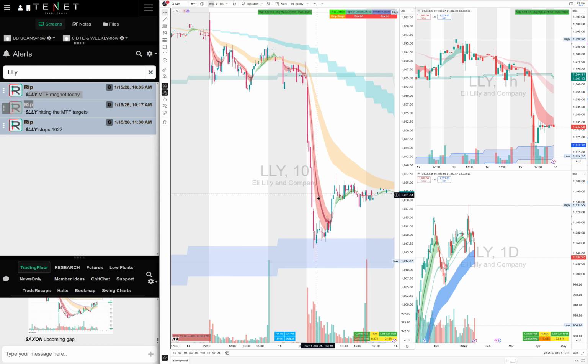If I'm shorting Lily, I told the traders MTF magnet. I told them at 10 a.m. it was trading at 1040s. And by the time of the MTF, I gave the target of 1020 first, and then of course it is hitting the MTF magnet, right?